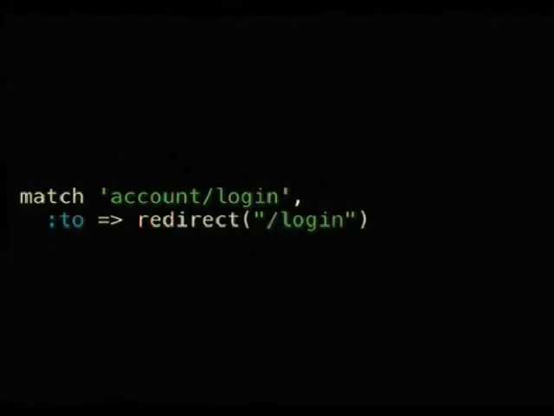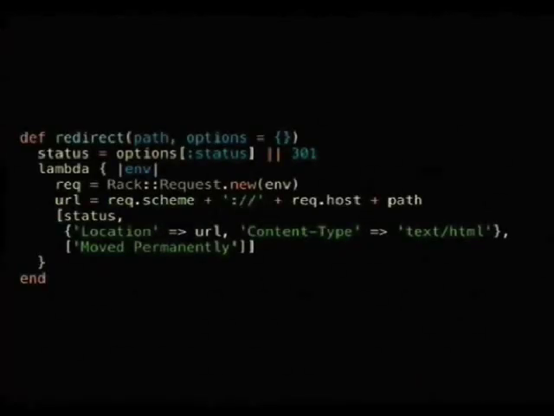Because `to` takes any arbitrary rack application, we can do cleverer things than we were able to trivially do before. So you can do match account/login to redirect login, and that is implemented this way. There's a lambda in there that's taking environment, and it's returning the status, the location, content type, and moved permanently. And so it's a very, very simple rack application that just returns a redirect.